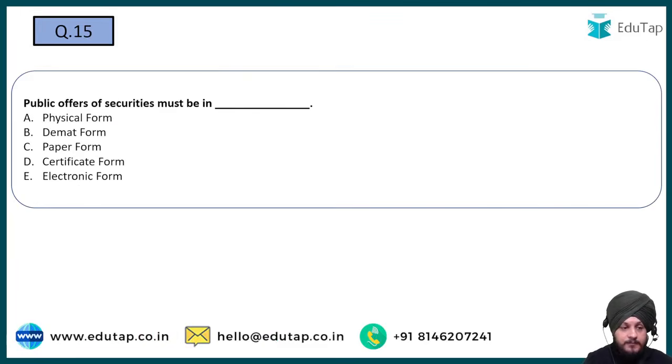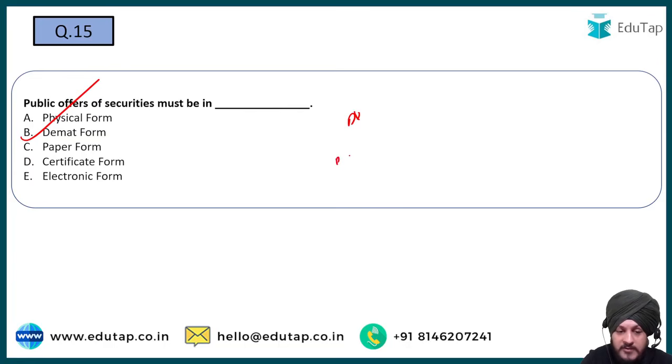Question number 15th. पब्लिक ऑफर्स ऑफ सिक्योरिटीज मस्ट बी इन डैश. तो ये तो बहुत इजी क्वेश्चन है, इससे इजी क्वेश्चन मुझे नहीं लगता आपको मिल सकता है एग्जाम में, राइट? इसका आंसर है डीमैट फॉर्म, ठीक है? तो फिजिकल फॉर्म को हम खत्म कर रहे हैं, राइट, बिकॉज ऑफ द डिफरेंट चैलेंजेस दैट आर एसोसिएटेड विद इट.